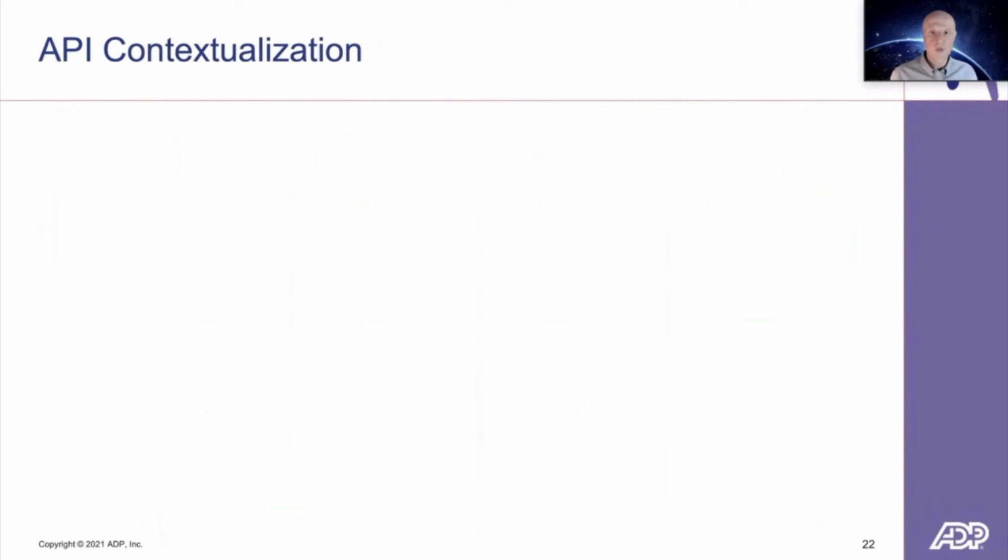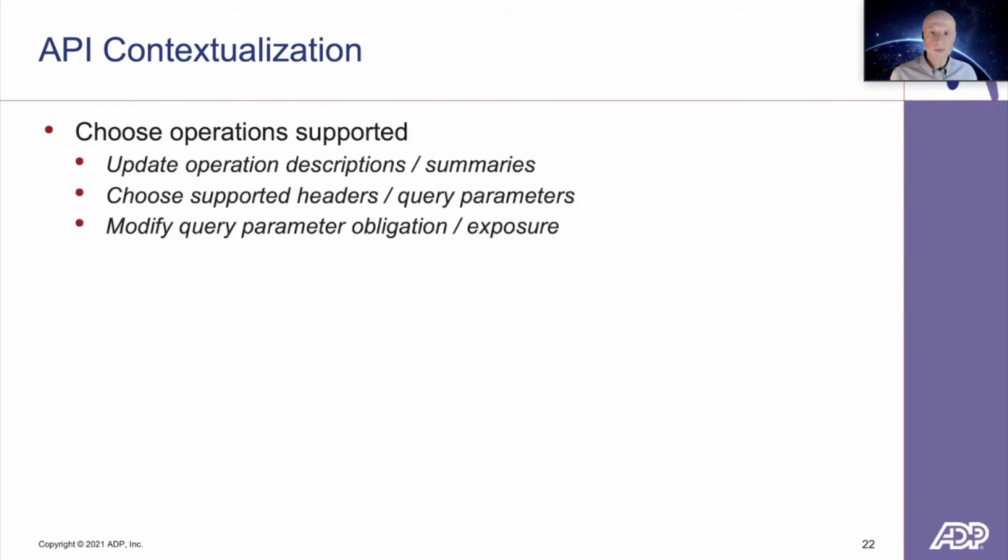Let's see what it means to contextualize an API specification. We start with selecting supported operations, since there are certain cases when different capabilities could be offered based on subscription or the level of service purchased. This step would also include updating descriptions and parameters, and header and parameter obligation could differ as well for different providers, especially setting defaults if missing.